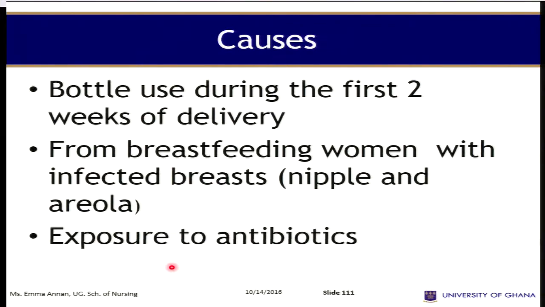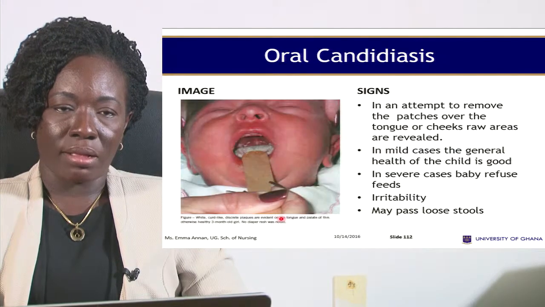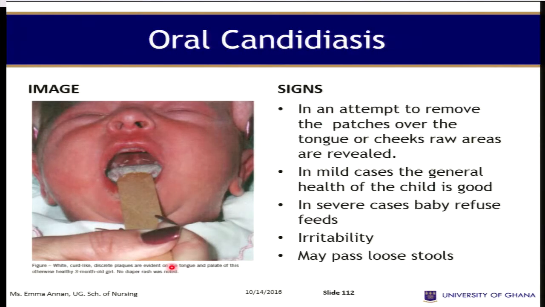Bottle feeding during the first 2 weeks of life can also predispose the child to this condition. Breastfeeding women with infected nipples can also pass on the condition. Then early exposure to antibiotics can lead to oral candidiasis. So this is an image of a baby with oral candidiasis. As you can see, it has white patches in the mouth. In an attempt to remove the white patches on the tongue or cheeks, raw areas are revealed.